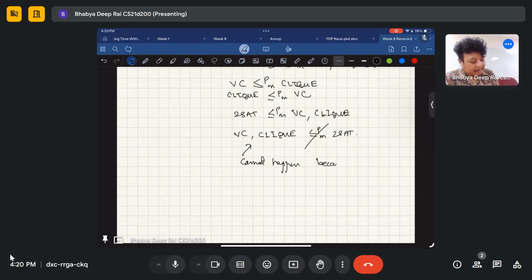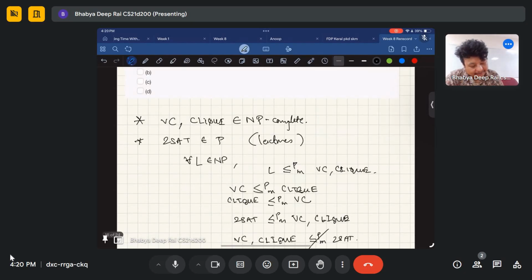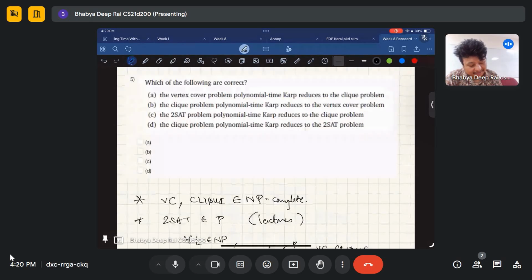Because 2SAT is in P. If 2SAT is in P and an NP-complete problem reduces to it, it means you can solve vertex cover, clique, and so on in polynomial time, and therefore P equals NP, which is not known. So 2SAT cannot be reduced from the clique problem, so D cannot be true.